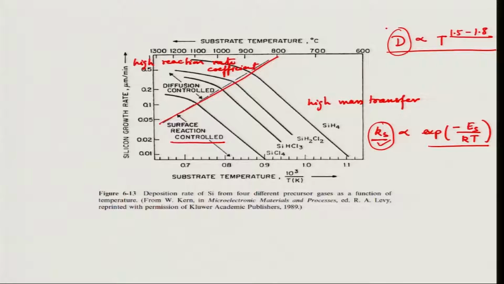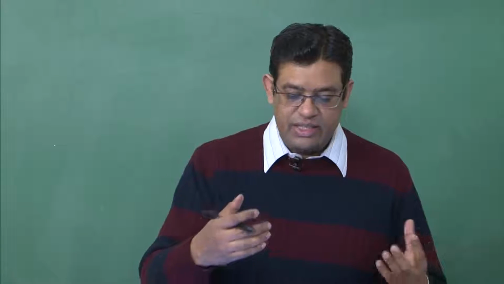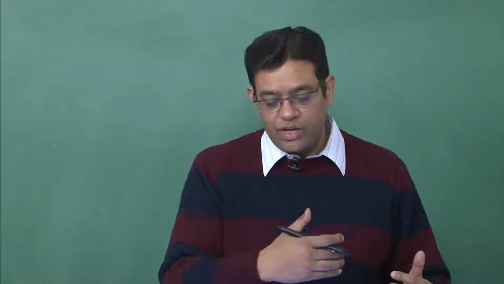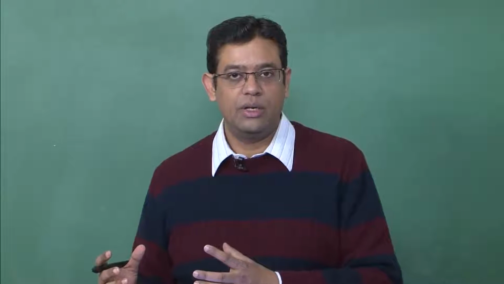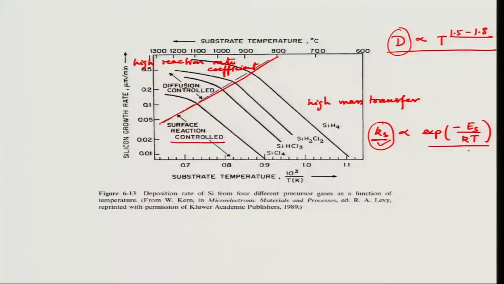So, now depending on what you want, you can control your reaction such that it is either in diffusion control, mass transfer control, or surface reaction control. If you can control the temperature very uniformly across all the substrate, it is always good to be in surface reaction control. But if you cannot do this, then you have to make sure that your diffusivity is very high and you work in diffusion control.